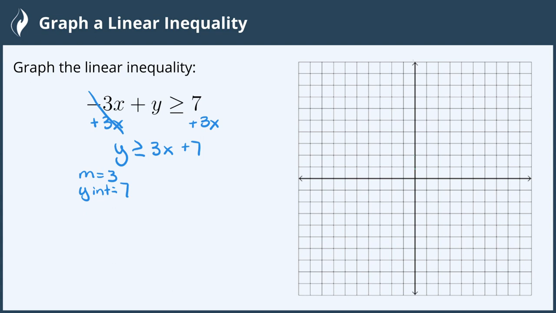We'll go up 1, 2, 3, 4, 5, 6, 7 on the y-axis. And from here we have a slope of 3, which means we have a rise of 3 and a run of 1. So from here we're going to rise 3, 1, 2, 3, and run in the positive direction of 1, which is to the right, and there's our next point.